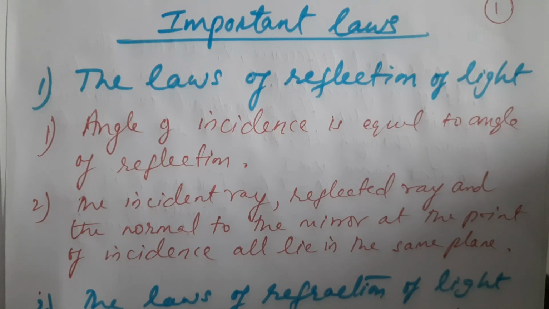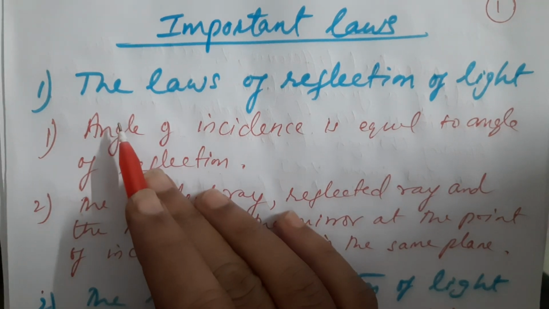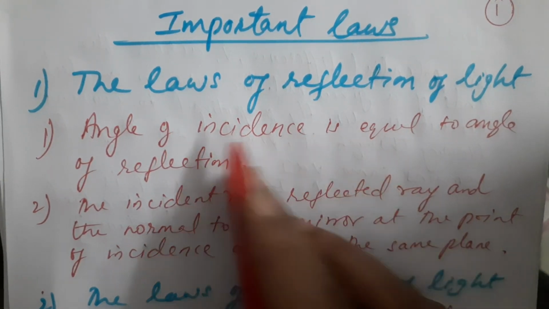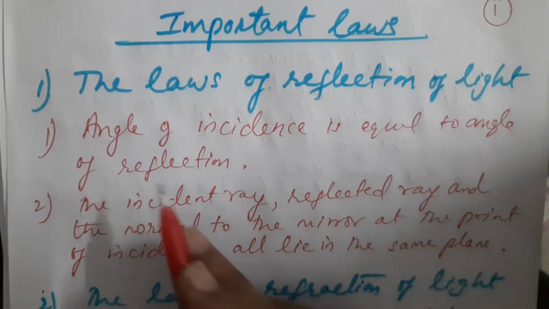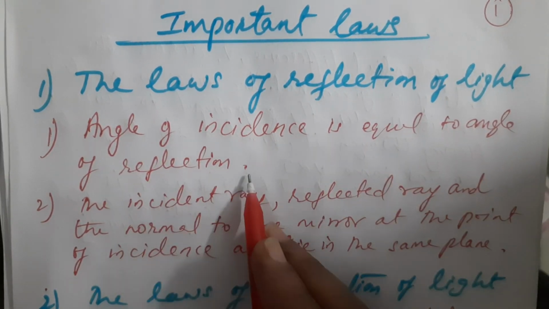Let's start with important laws of your physics. So here, the first one is from the light chapter, the law of reflection of light. The first law states, angle of incidence is equal to angle of reflection.